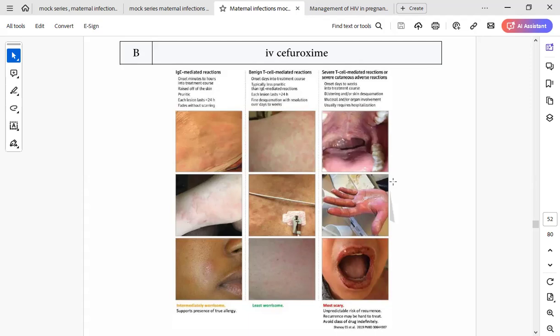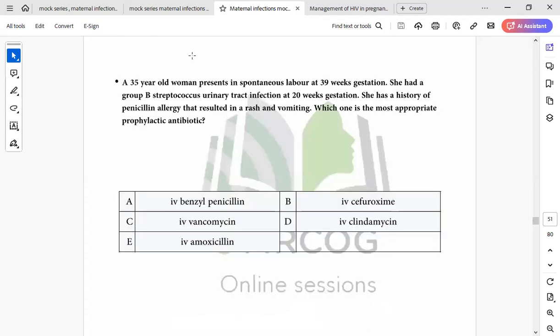Okay, when it involves the mucosa, when there is skin desquamation, when it can involve organs also, or there is a loss of consciousness, or there is difficulty of breathing, of course. So here, this is mild allergy. Mild allergy means I'm not going to give her the benzylpenicillin, but I'm going for cefuroxime.